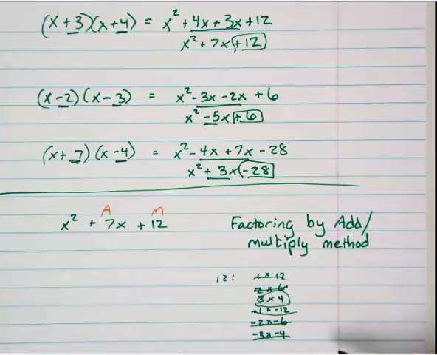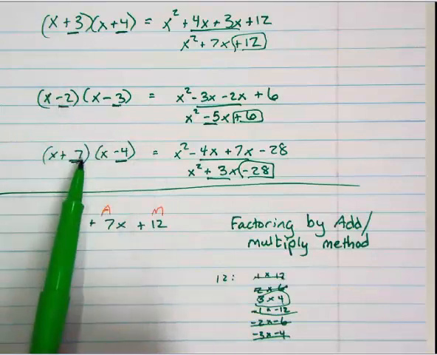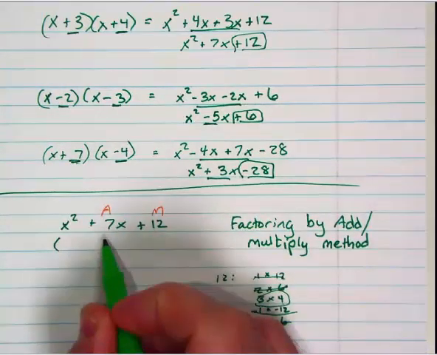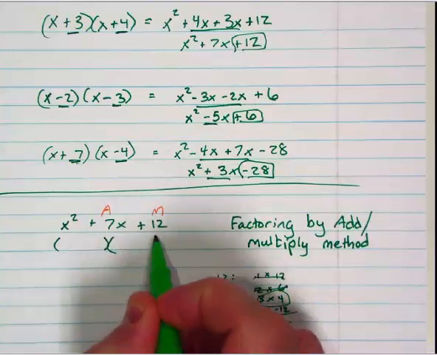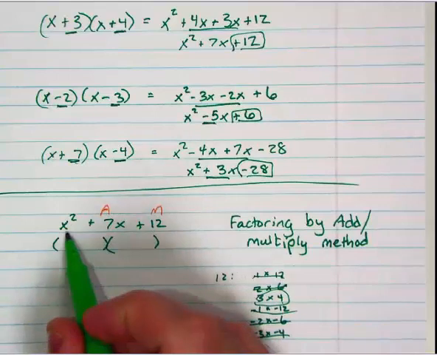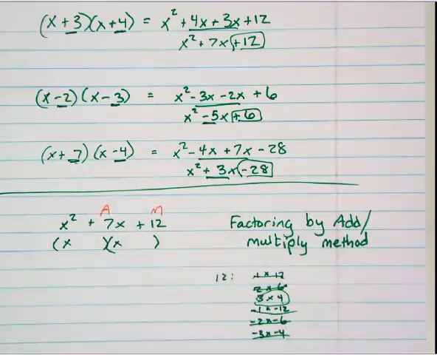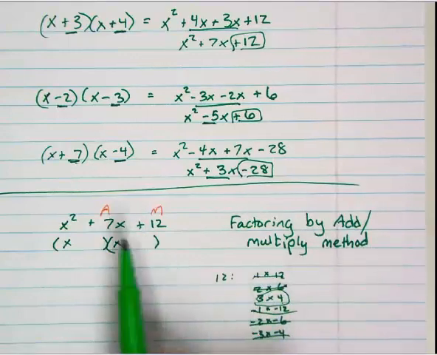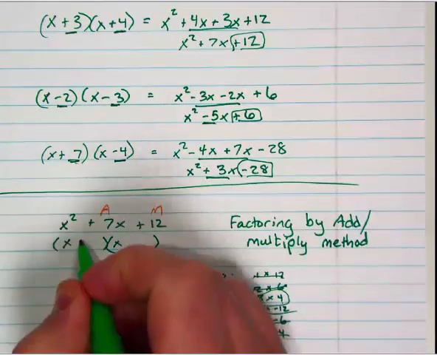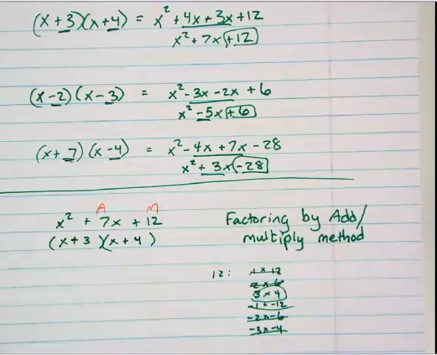I told you on Thursday that we're going to try starting with this. When I do the factoring by add-multiply method, or multiply-add method, I'm going to create two sets of parentheses. The only way to get x squared is x times x. Now, my numbers that will produce these are positive 3 and positive 4. So I'm going to put a positive 3 and a positive 4.